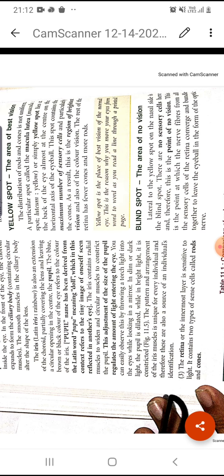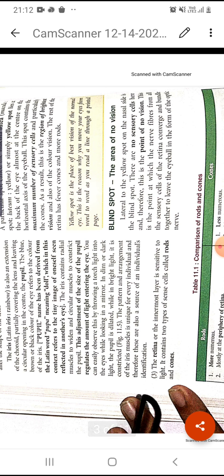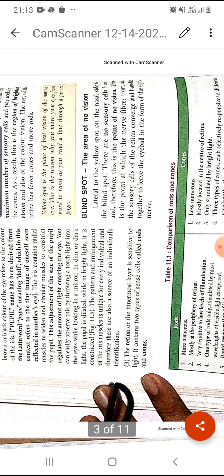Okay, so the iris contains radial muscles which can widen and circular muscles which constrict the pupil. Contraction and relaxation of these radial and circular muscles adjusts the size of the pupil, which regulates the amount of light entering our eyes.